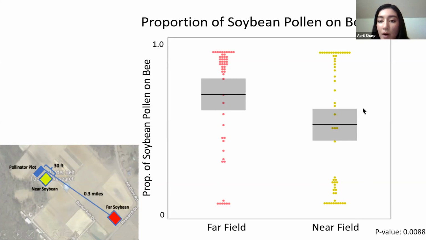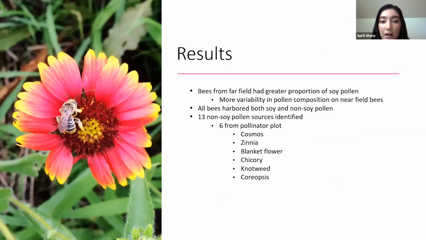The proportion of pollen in the near field was pretty homogeneous from the soybean pollen compared to other sources of pollen, and the soybean pollen found on bees in the far field was much more mainly soybean and less other sources. So I found that bees from the far field had a greater proportion of soybean pollen on them compared to other sources of pollen. I also found that more variability in pollen composition was found on bees collected from the near soybean fields.